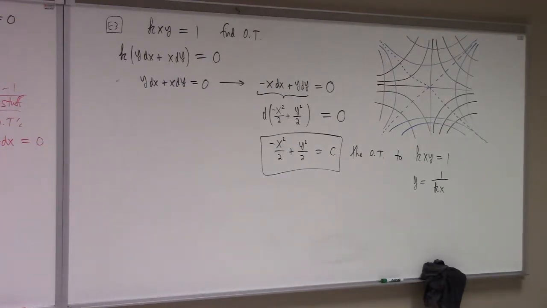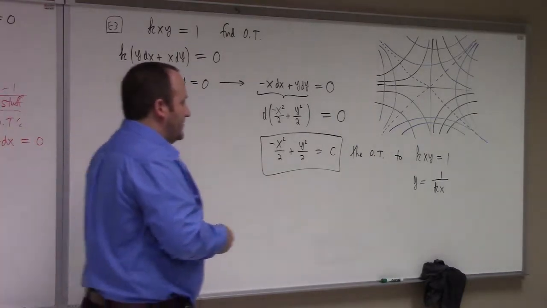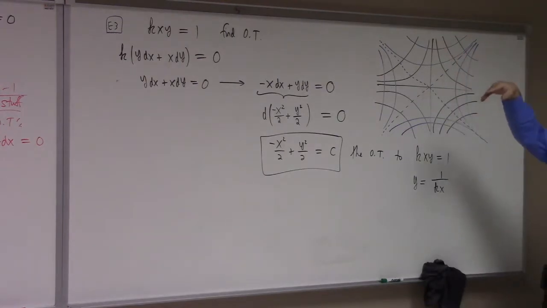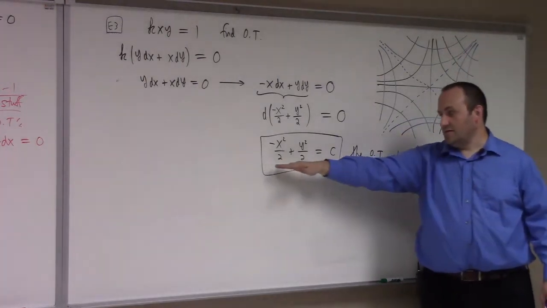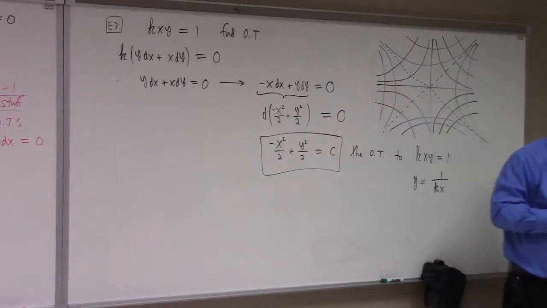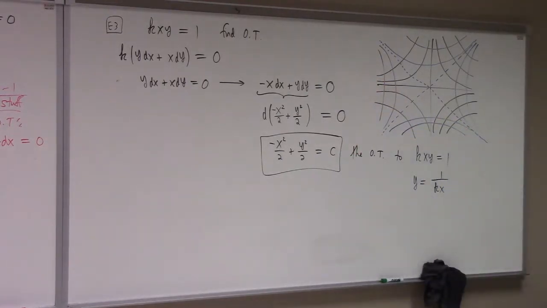The given family of curves is also hyperbolas that have the coordinate axes as their asymptotes. So, but there you go. I didn't have to draw this lovely picture to figure this out. I just let calculus be my guide, right? It gave me all of the orthogonal trajectories to that family of curves at the cost of a little integration. Any questions?